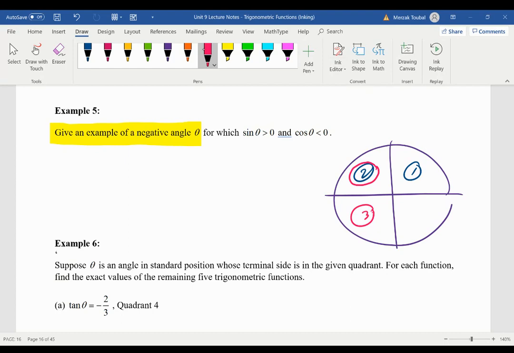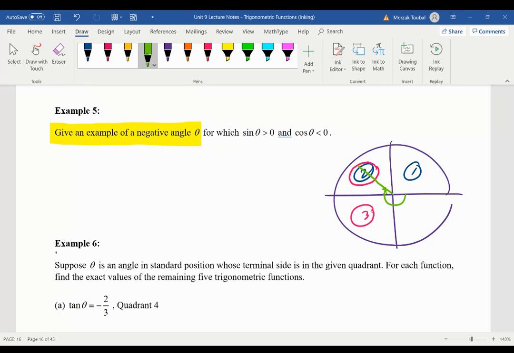Because we see both the blue and the red circles are on quadrant 2, we need both of them to be in the same quadrant. So give an example of some angle theta. Well, there are too many, we can just give one example. This is negative 180. If we add a little bit, you can add 10 degrees, 20 degrees, 30. You can add 1 degree, whatever you want.